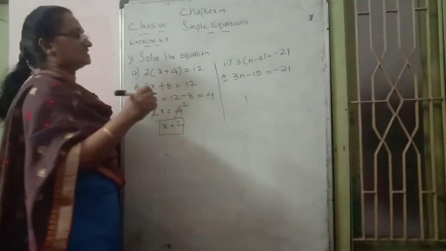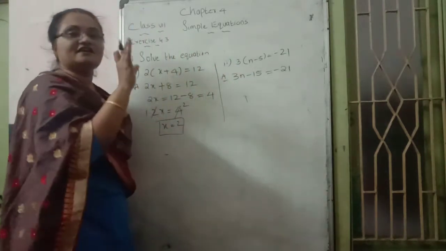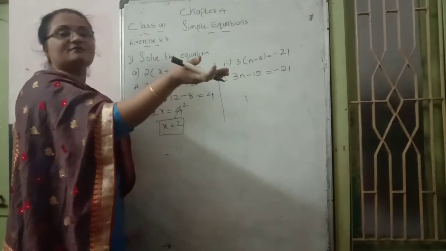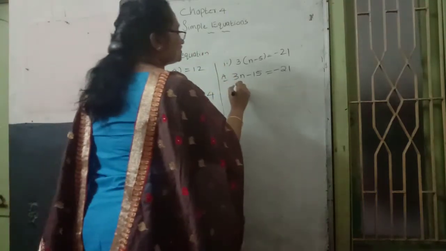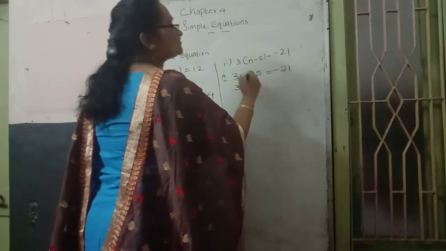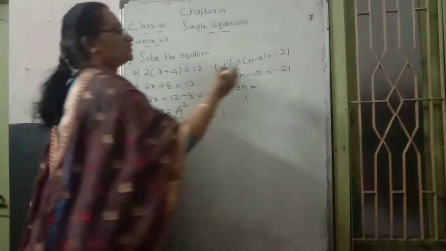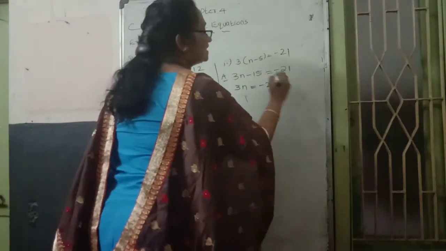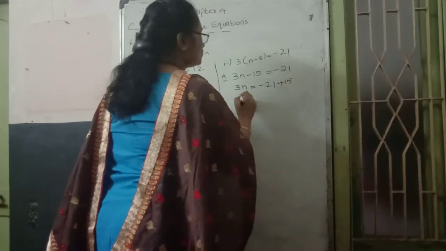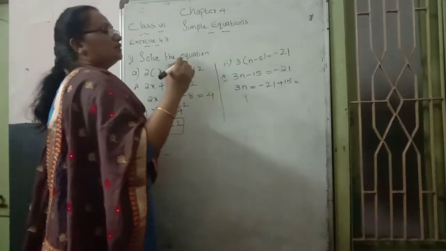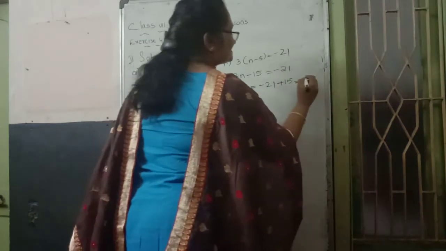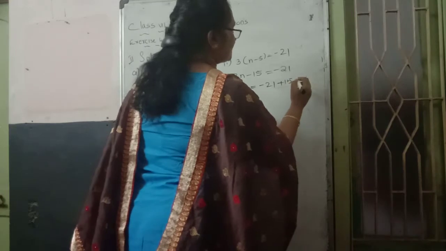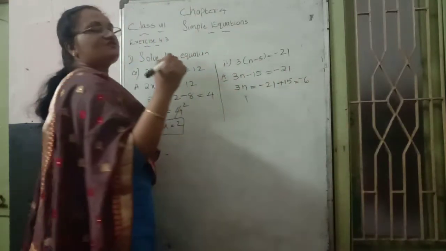I hope you can understand. Then keep the 3n variable term on the left side first. Then send the constant term to the opposite side. So 3n stays on the left side. Minus 15 goes to the right side, change it to plus 15. The number already on the right side is minus 21. Minus 21 plus 15. So when subtracting, how much will come? Here 6 will come, which is minus 6.